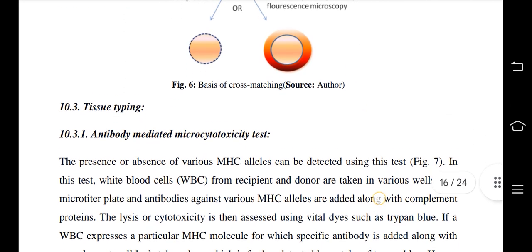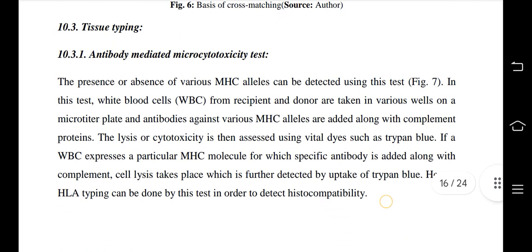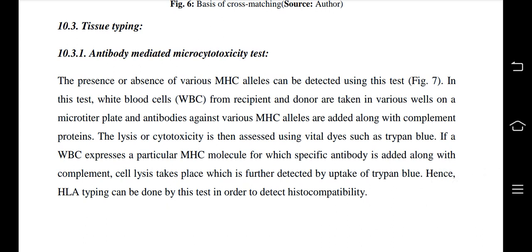Basis of cross-matching. Then tissue typing can be conducted, like the antibody-mediated microcytotoxicity test. The presence or absence of various MHC alleles can be detected using this test. In this test, white blood cells (WBC) from recipient and donor are taken in various wells on a microtiter plate and antibodies against various MHC alleles are added along with complement proteins.